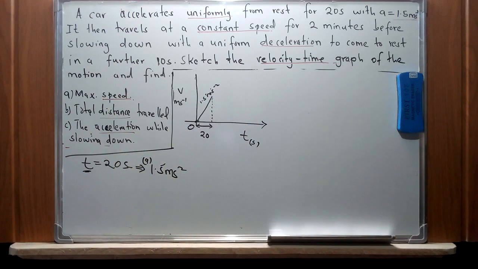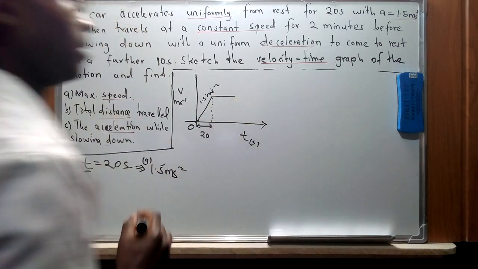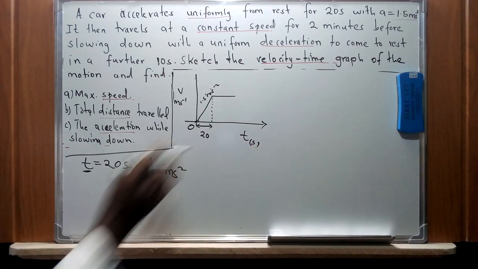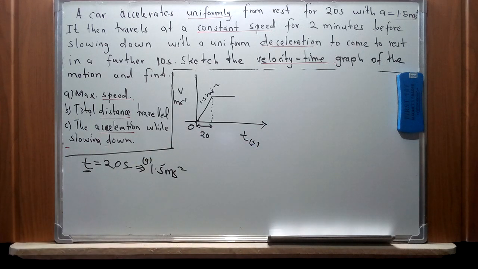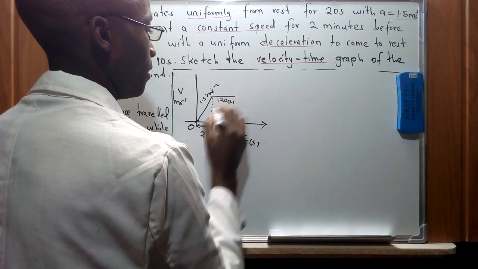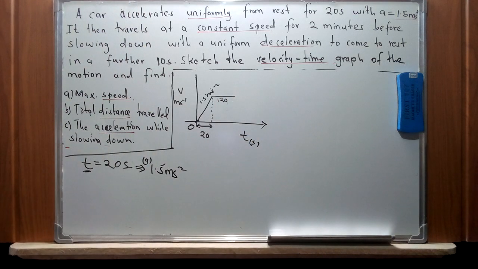It then travels at a constant speed. So a constant speed will be represented by a straight line for 2 minutes. We have said that time is represented using seconds. Now for 2 minutes, it will be 2 times 60 in order to get seconds. So it consumed 120 seconds. It's just to represent 120, the variable is in seconds. So 120 seconds before slowing down with a uniform deceleration to come to rest in a further 10 seconds.